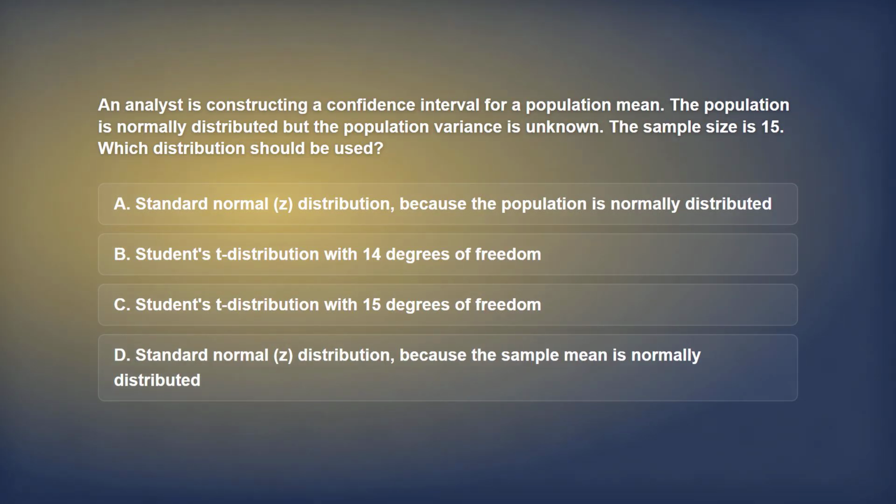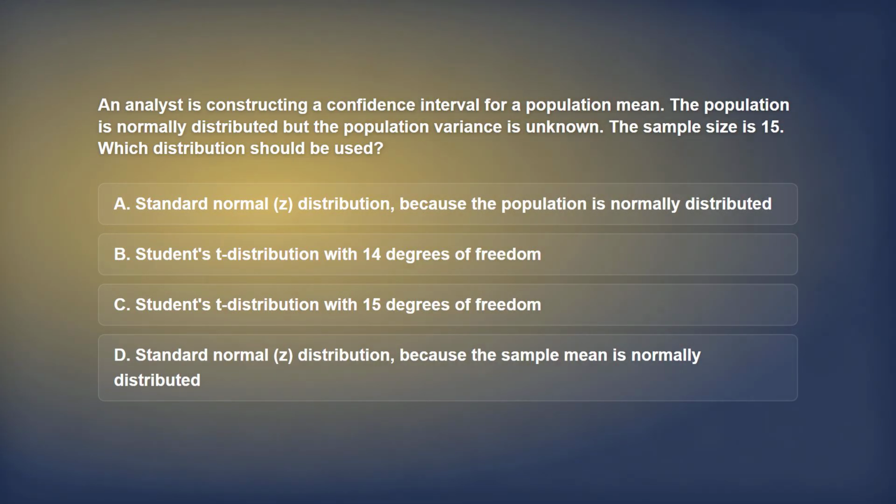A. Standard normal Z distribution, because the population is normally distributed. B. Student's t-distribution with 14 degrees of freedom. C. Student's t-distribution with 15 degrees of freedom. D. Standard normal Z distribution, because the sample mean is normally distributed.